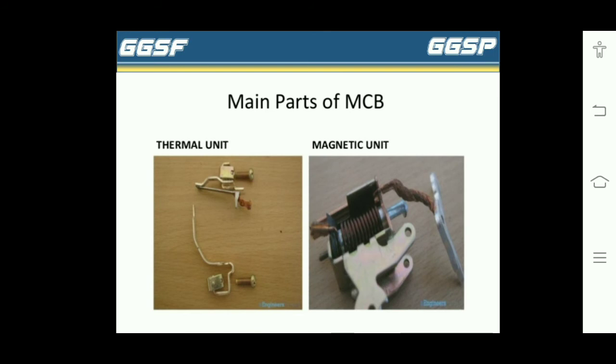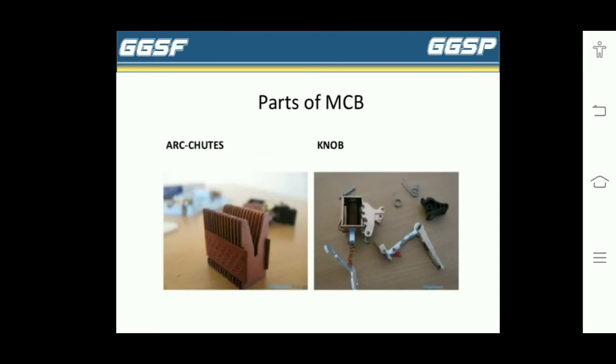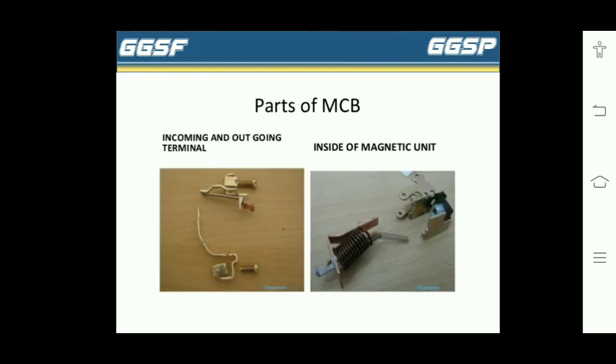Main parts of MCB: thermal unit and magnetic unit. The thermal unit senses the overload fault and the magnetic unit senses the short circuit fault. Parts of MCB: arc cutters, knob like switch. Parts of MCB: incoming and outgoing terminal, inside of magnetic unit.